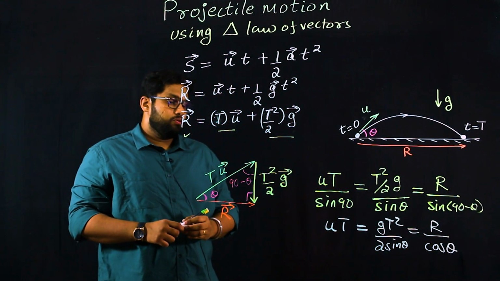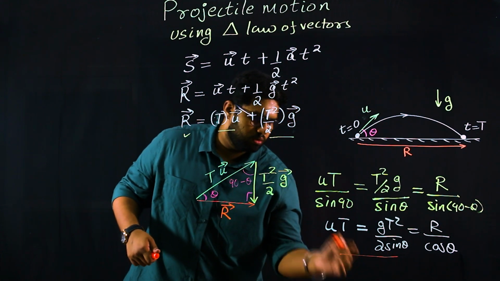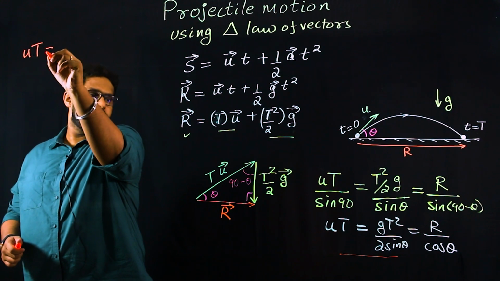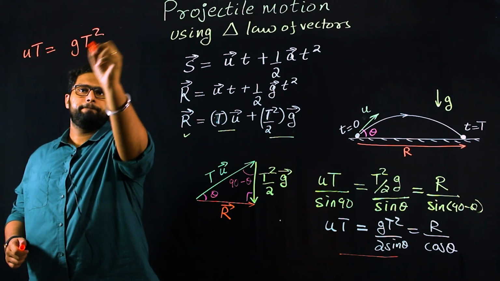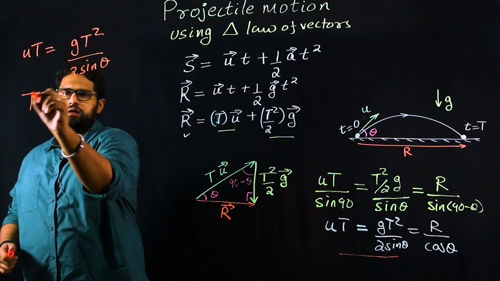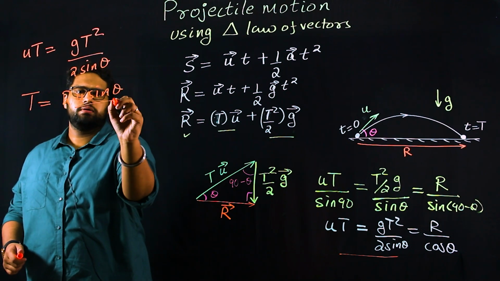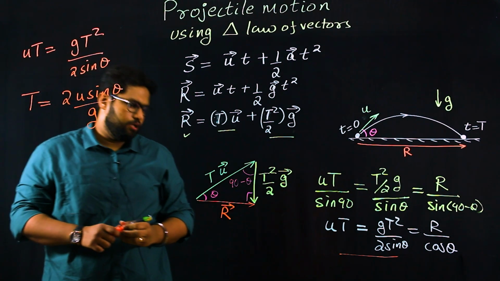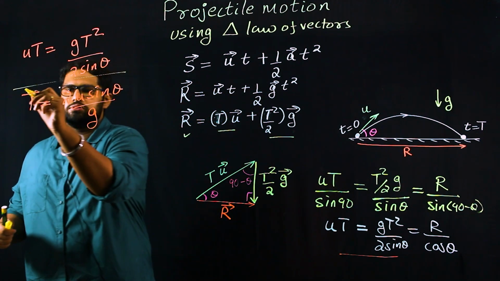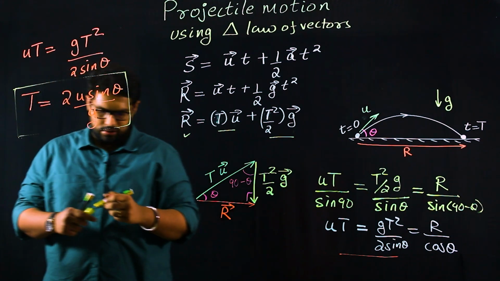Okay. Now, if you look at the first two equations, if I take that combination, uT is equal to gT squared by 2 sine theta, I get T is equal to 2u sine theta by g. Alright, so that is the answer for the time of flight of the projectile motion.